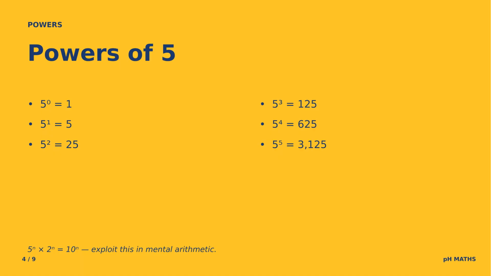Powers of 5. 5 to the 0 is 1. 5 to the 1 is 5. 5 squared, 25. Cubed, 125. To the 4th, 625. 5th, 3125. Memorize 25 and 125 because they appear in cube questions and percentage calculations. And here's a clean trick. 5 to the n times 2 to the n equals 10 to the n. Use it for fast mental arithmetic.